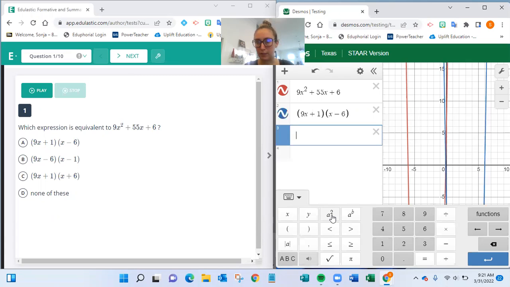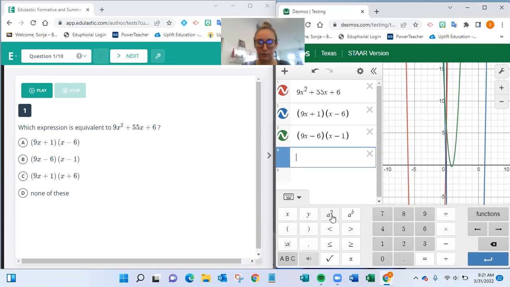So I typed in the first one. I can see that the blue line does not overlap with the red line. So that won't work. Now I have 9x minus 6, and then x minus 1. Right, the green line does not overlap with the red. So hopefully the last one works, or else it's none of them. 9x plus 1, x plus 6. And voila. I have that purple line right over the red.